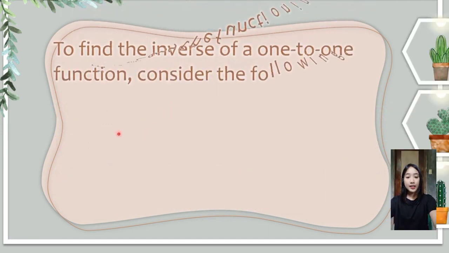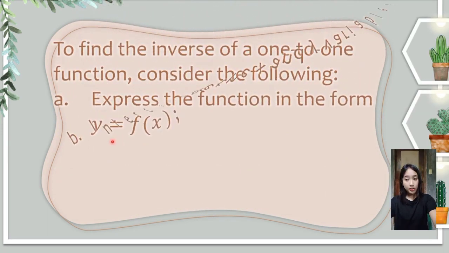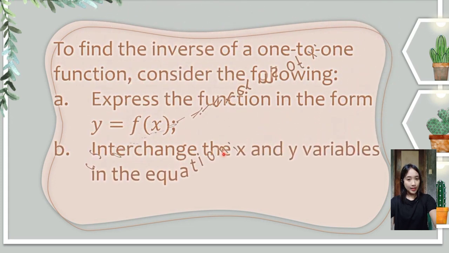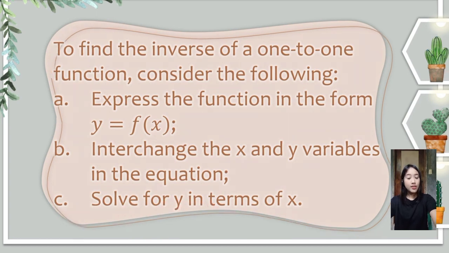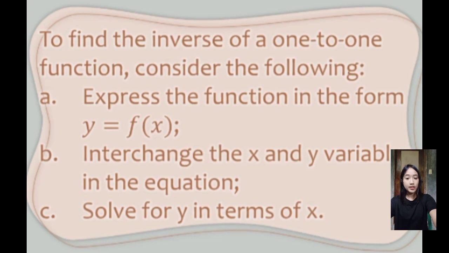So, to find the inverse of a one-to-one function, consider the following steps. We have 3 steps to follow. First step is express the function in the form y is equal to f of x. Second is interchange the x and y variables in the equation. Third, solve for y in terms of x.